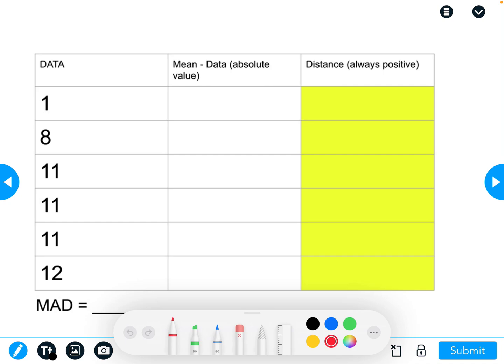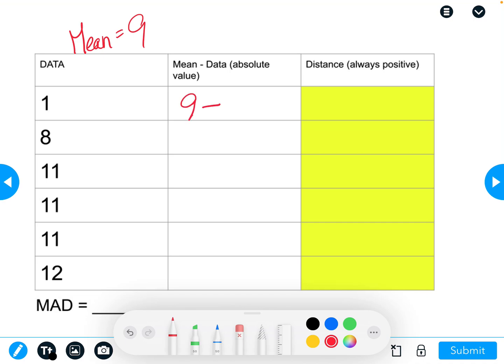Here it's not all done for us. So I have my data listed there on the left. I'm going to find the mean of my data by adding it all together and dividing by, in this case, 6 pieces of data once again. And you can pause to find it. I got a 9.